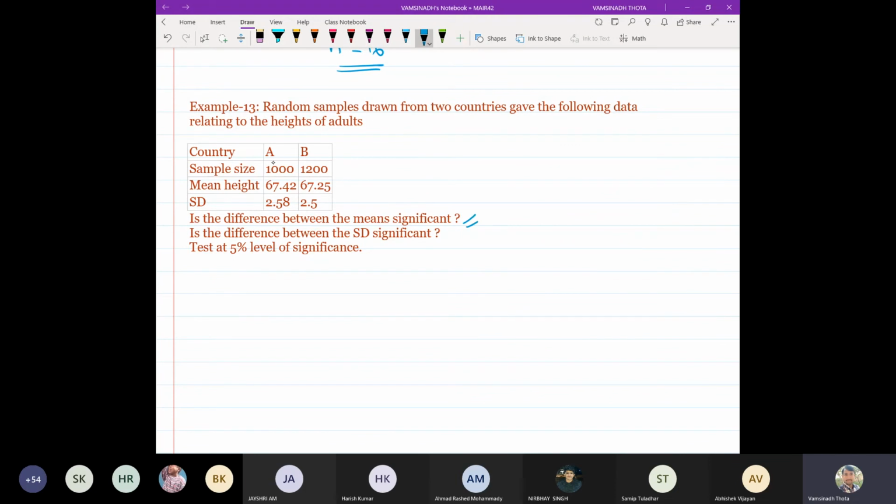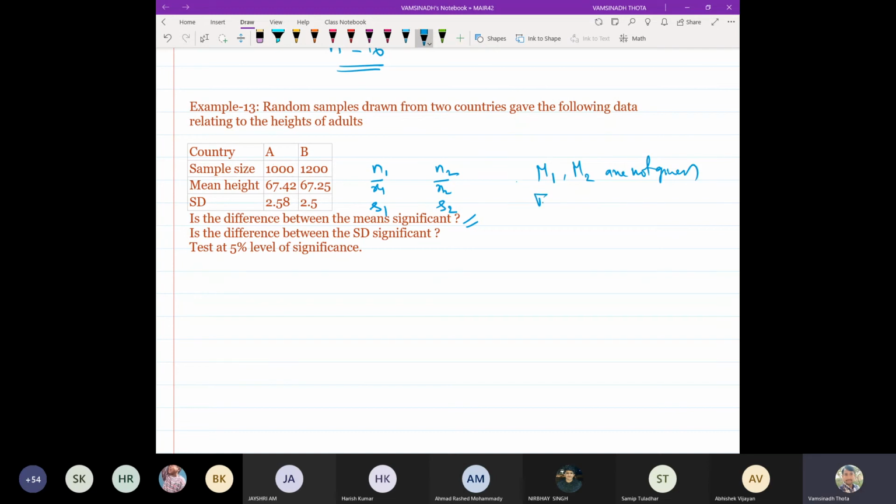Related to the means we have already done. Okay, so you can do it again. So that is not an issue. Why? Because everything is given. For example, here n1 is given, n2 is given, and the mean height, that is x1 bar, is given, and x2 bar is also given, and then small s1 is given, and small s2 is also given. Now, what is not given here? The population means mu1 and mu2 are not given.